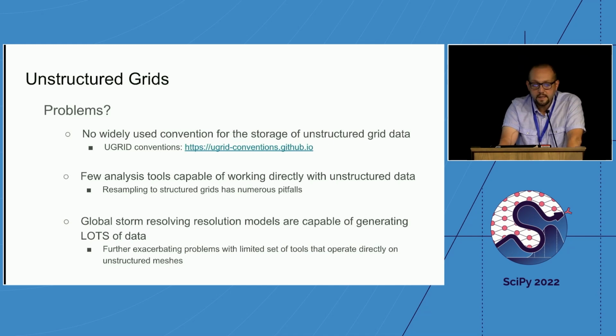And finally, the global storm resolving resolutions, which are important for example for individual cloud analysis, are capable of generating lots and lots of data, which is also raising a flag about scalability. So it is also a challenge for unstructured meshes, not only for analysis, but also for visualization.